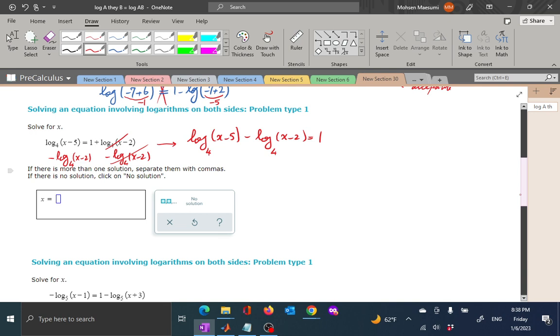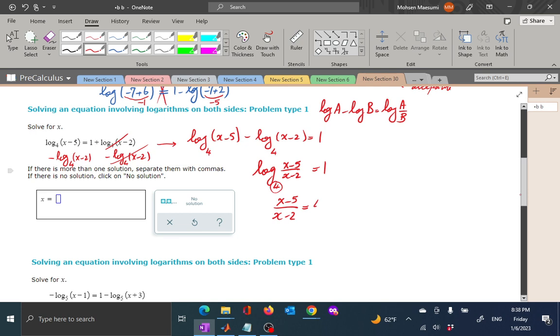Logarithm of something minus logarithm of something else. Logarithm of A minus logarithm of B. What was the rule? The rule is that this is a logarithm of a ratio. So I have a logarithm of x minus 5 over x minus 2 in base 4 is equal to 1. Well, logarithm of what number in base 4 is 1? Well, that's just 4. Formally, how do we write it? We say x minus 5 over x minus 2 is this base raised to that exponent, which is just 4.